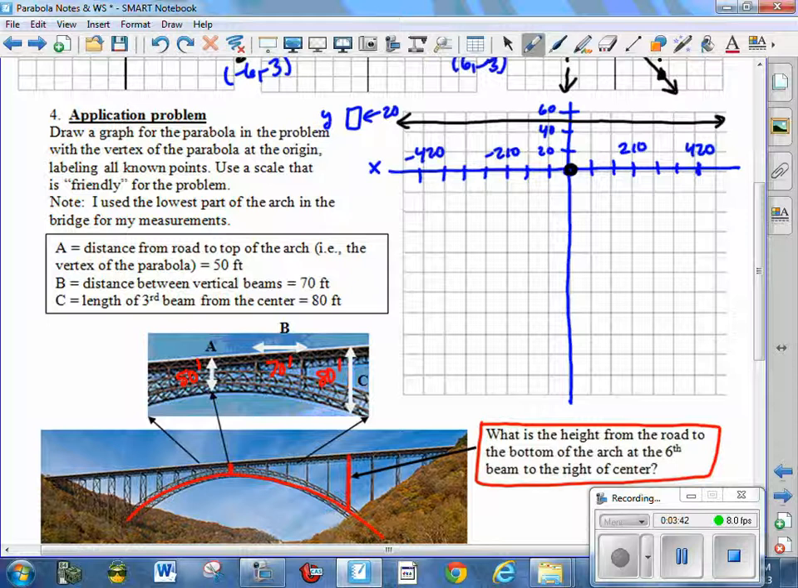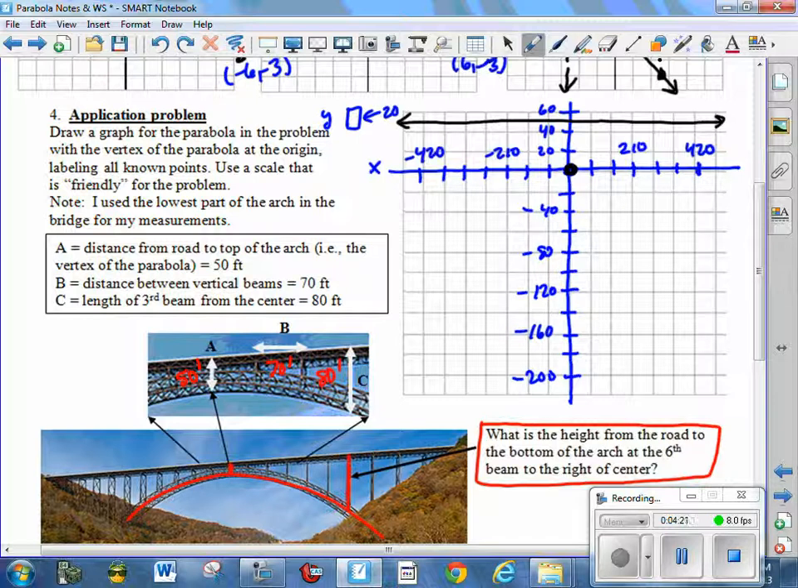And then I know that the third beam is 80 feet long from the roadway down to the bridge. So 50 feet of that is from the top of the parabola up to the bridge. So this is 50 feet. So I need to go another 30 feet down. And let me mark my axis here: 20, 40, 60, 80, 100, 120, 160, 200. Only those are all negative, obviously.